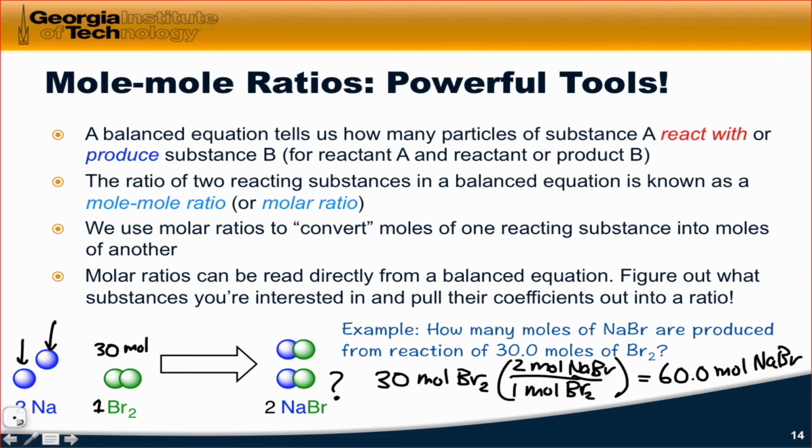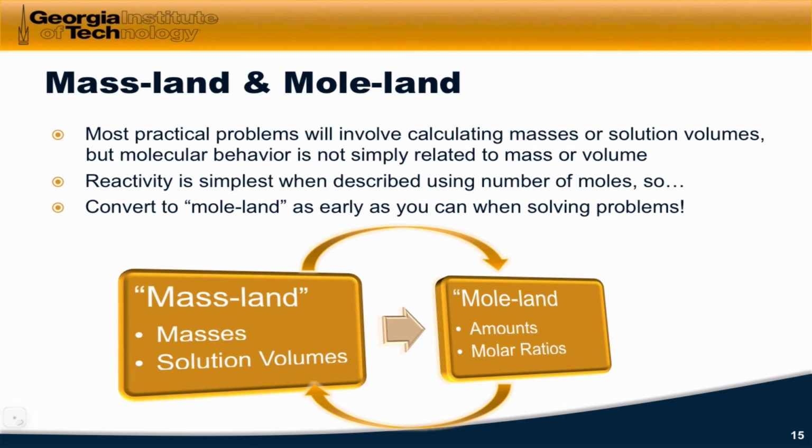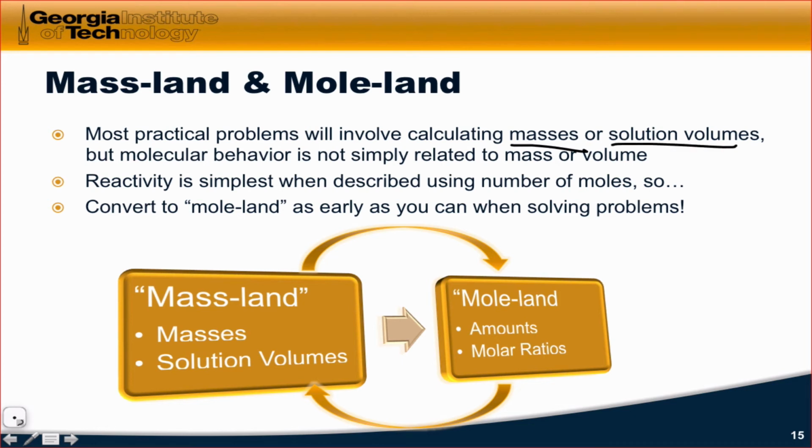So a very straightforward calculation, but these molar ratios are very powerful for reaction planning because we can go from an amount of any substance given to us to an amount of any other substance using stoichiometric coefficients and molar ratios. Most practical problems are going to involve arriving at a final mass of reactant or product or a solution volume, because these are the quantities we use in the laboratory, right? Masses and volumes are the norm. But molecules don't really care about mass and volume, right? Molecular behavior is not simply related to mass or volume because molecules have different masses and different volumes.